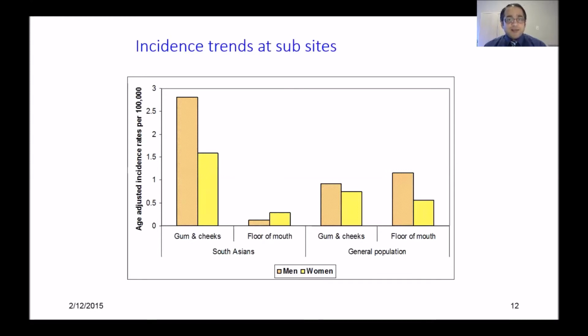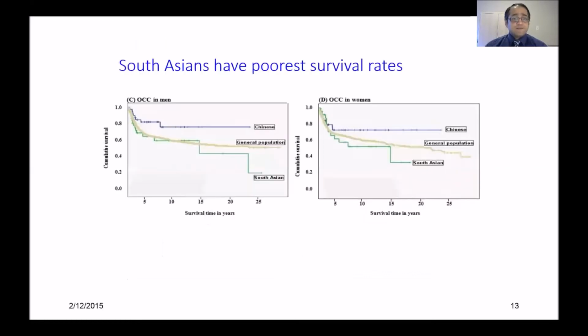When we look at the subsites, South Asians have the highest cancer rates at sites like gums and cheeks, whereas in the general population, the highest rate was associated with the floor of mouth. And this provided strong evidence that betel quid and smokeless tobacco may be responsible for these observed rates, because we know from epidemiological studies that chewing betel quid and smokeless tobacco leads to higher rates of oral cancers in gums and cheeks.